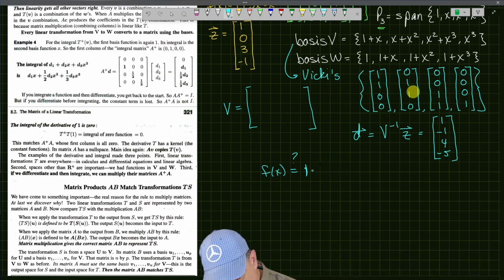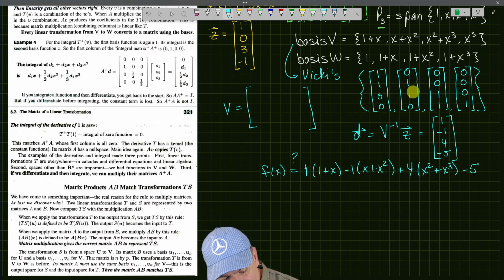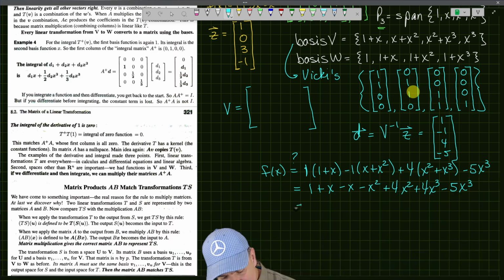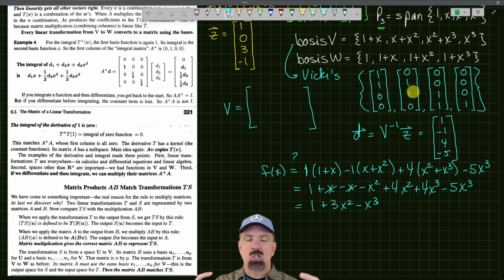Well, we have 1 times the first function, which is 1 plus x, and then we have -1 times x plus x squared, and then we have 4 times x squared plus x cubed, and then we have a -5x cubed. And we can see quite quickly with 1 plus x minus x minus x squared plus 4x squared plus 4x cubed minus 5x cubed, that's equal to 1. Those are going to cancel, and we end up with plus 3x squared and minus x cubed. So it's the same function. It's the same vector. We're just representing it differently.